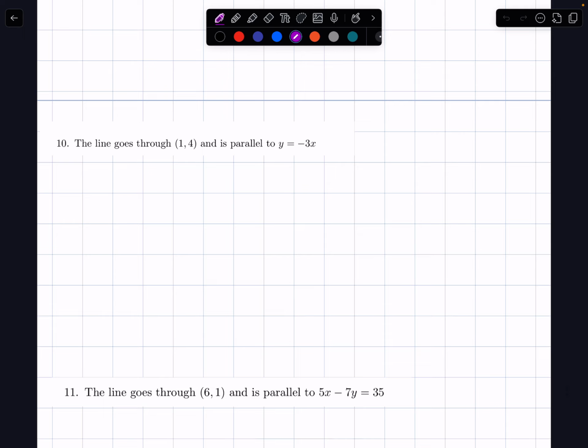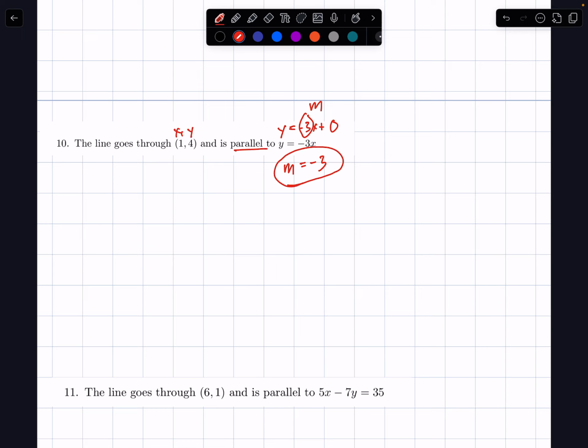Okay, the line goes through (1, 4) parallel to y equals negative 3x. This is going to be simple, guys. Look at this, it's in slope-intercept form already, right? So this negative 3, that's your slope. So the original slope was negative 3. I want a line that's parallel. So parallel slope means just keep it the same. m is still negative 3.